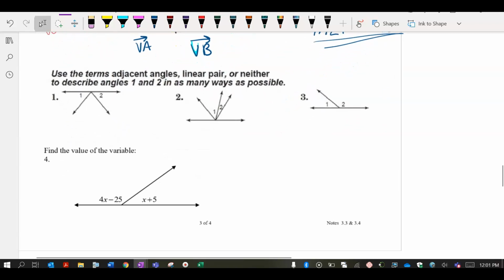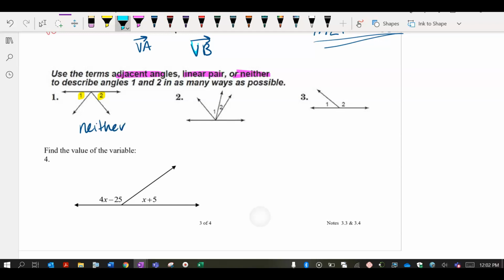So I'm going to go ahead and do some examples with you here. It says use the term adjacent angles, linear pair, or neither to describe these angles. All right, let's fix that here. So adjacent, linear pair, or neither. Okay, so angles 1 and 2. Yes, we have this line here, right? We have that line, but they're not next to each other at all. So here we're going to have neither.